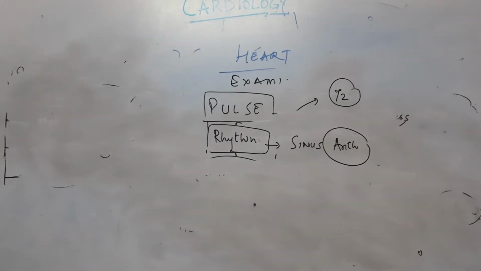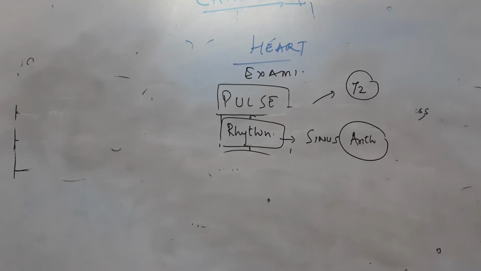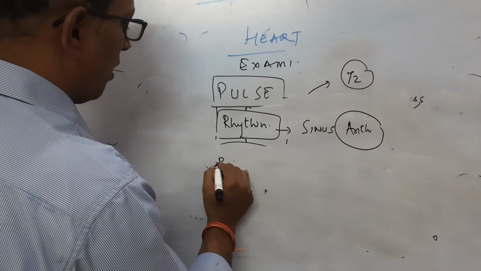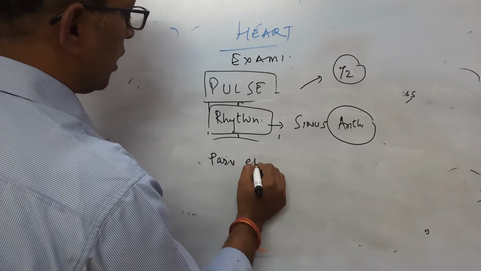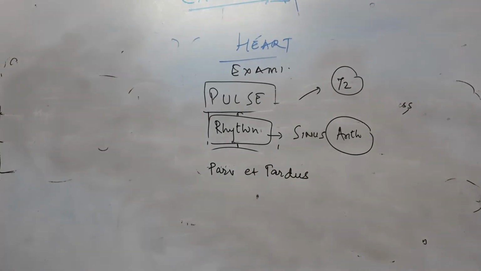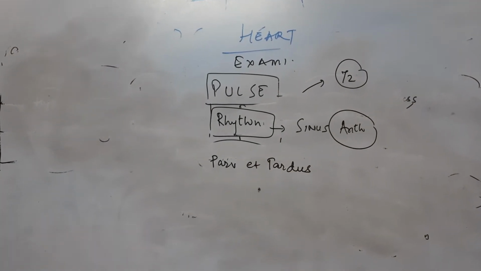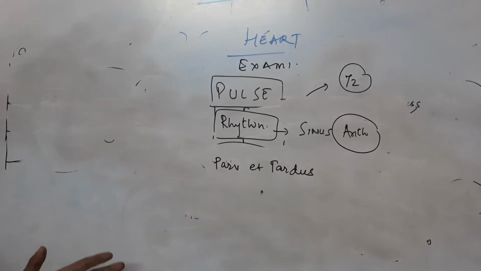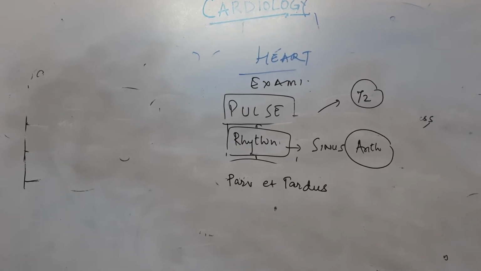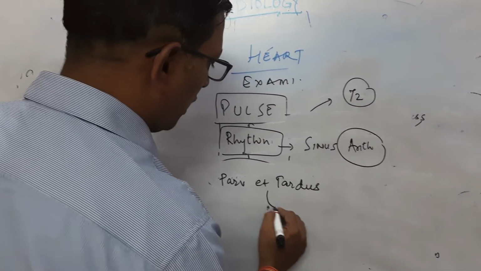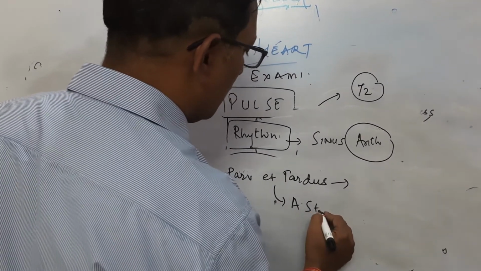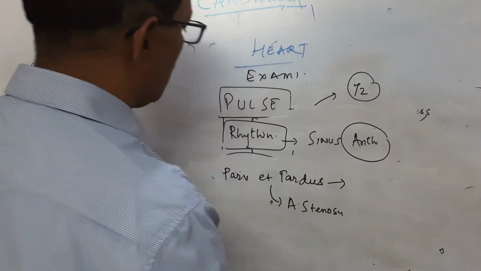Now the third pulse which we'll be talking about is the pulsus parvus et tardus. The name itself says the slow rising pulse. So this is slow rising pulse like an anacrotic pulse, but this is just slow rising pulse. This is found in aortic stenosis.